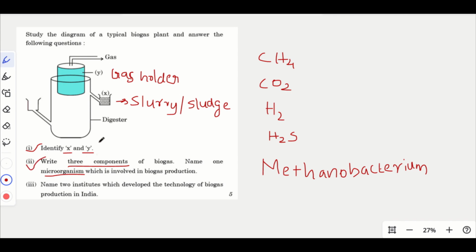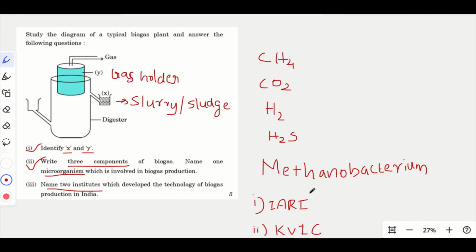Now you have to name the two institutes in India that developed the technology of biogas, right? So what are the two institutes? One you can write as Indian Agricultural Research Institute, that is IARI. Okay, Indian Agricultural Research Institute. And the second one you can write as Khadi and Village Industries Commission. Okay, Khadi and Village Industries Commission.